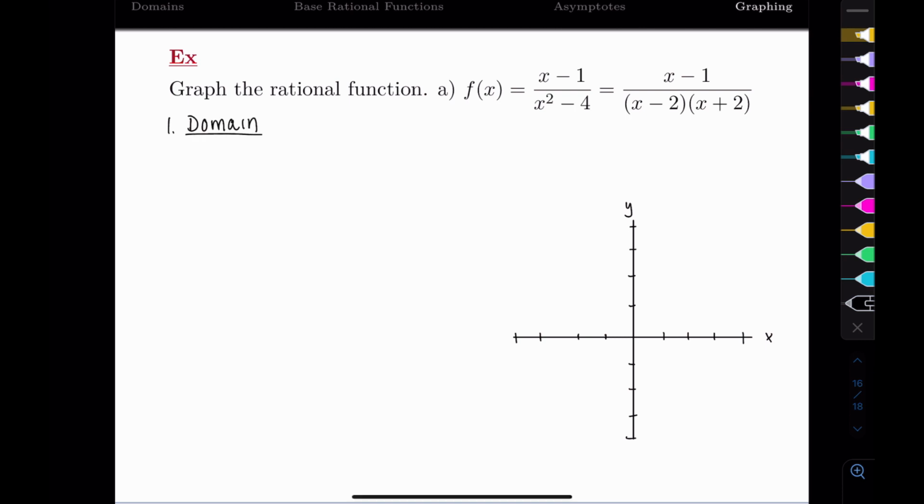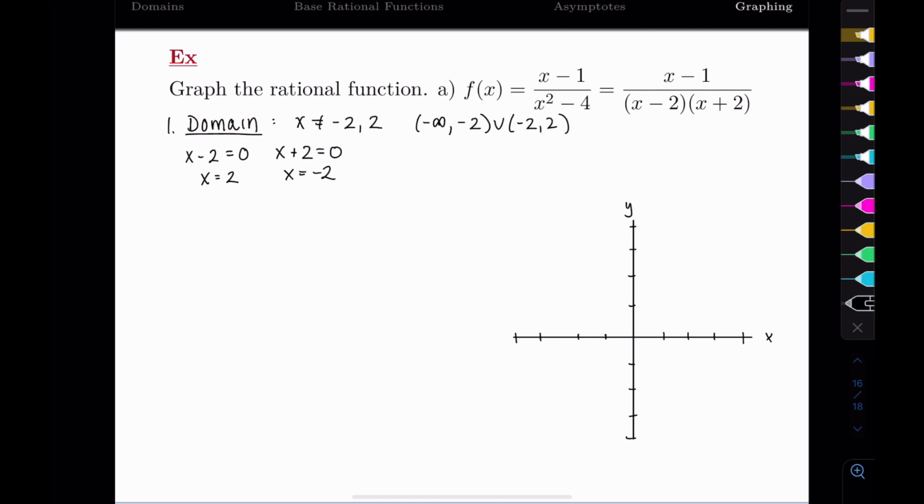So the very first thing you want to do for any rational function is find the domain. Okay. And thankfully this one is factored for us, so it makes life a little bit easier. We have x minus 2 and x plus 2 in the bottom. So this tells us we have two issues where x minus 2 equals 0 and x plus 2 equals 0. So that's where x equals 2 and x equals negative 2. So our domain is x cannot equal these numbers, which we can write in interval notation. It's negative infinity to negative 2, negative 2 to positive 2, and then finally 2 to infinity. And again, you can draw a number line if you need to put that in interval notation.